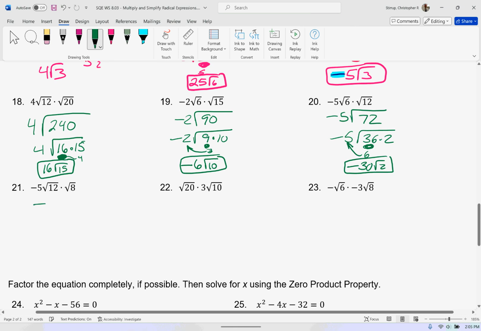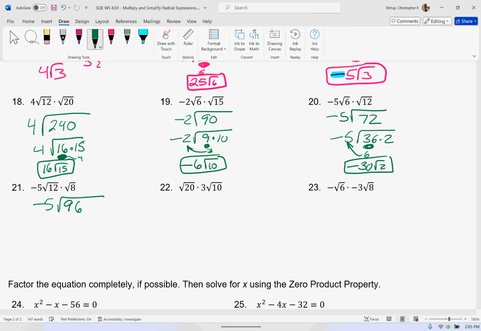All right, this is going to give me negative 5. What is 12 times 8? 96. All right, 96. Start at 81 and work up. Which one works? What one of those blue numbers goes into 96? 16? 16 times what? 16 times 6? Square root of 16 is what? So I get negative 20 root 6. You seeing it? This is going to give me this.